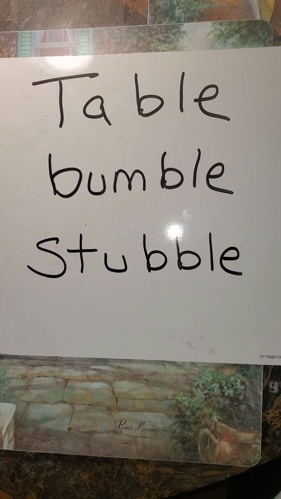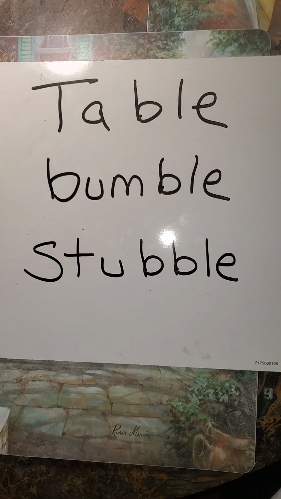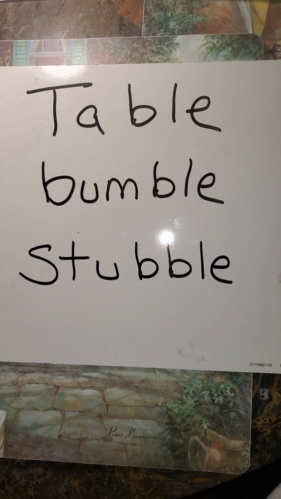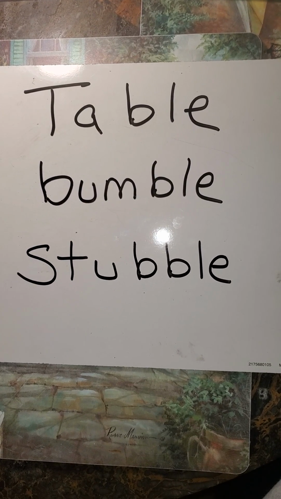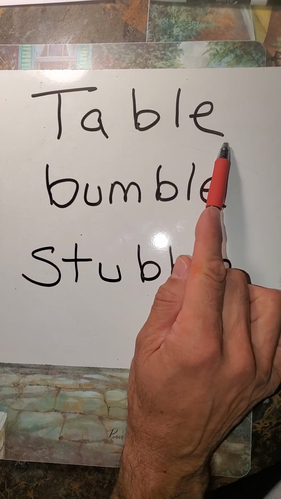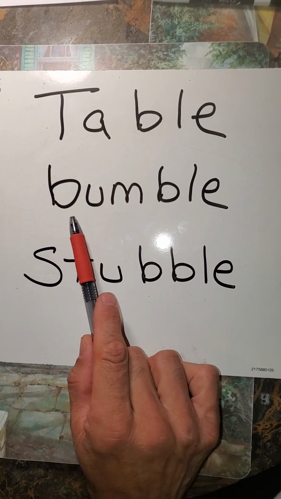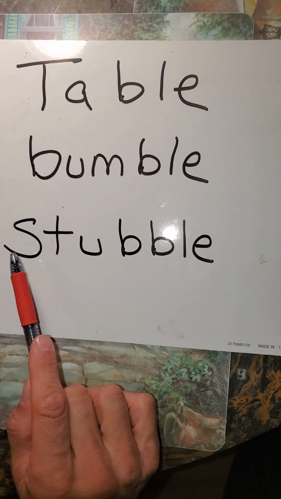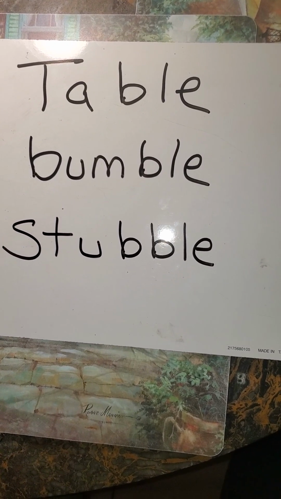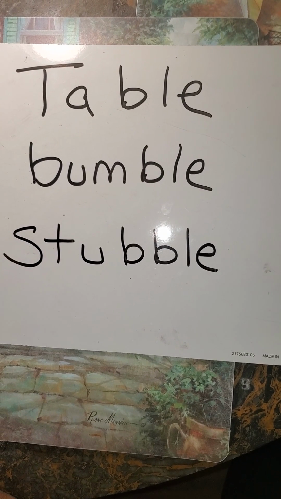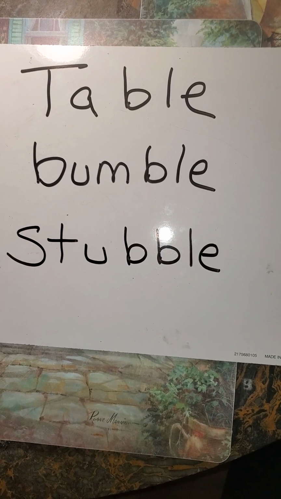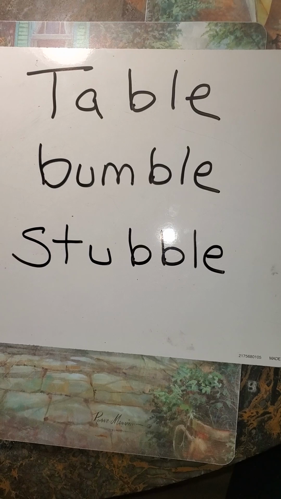Today we're going to be doing new increments, which is the final stable syllable, B. Echo these words and listen to the sound in the final position. First one, table. Second one, bumble. Last one, stubble. What sound do you hear in the final position? Table, bumble, stubble. That's right. B-L-E, B.